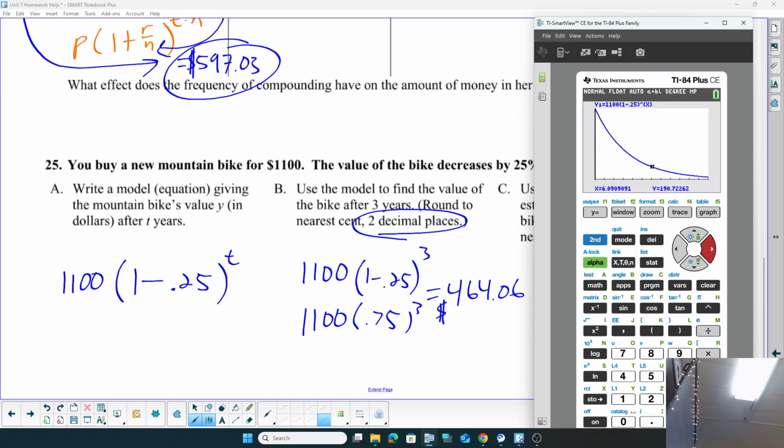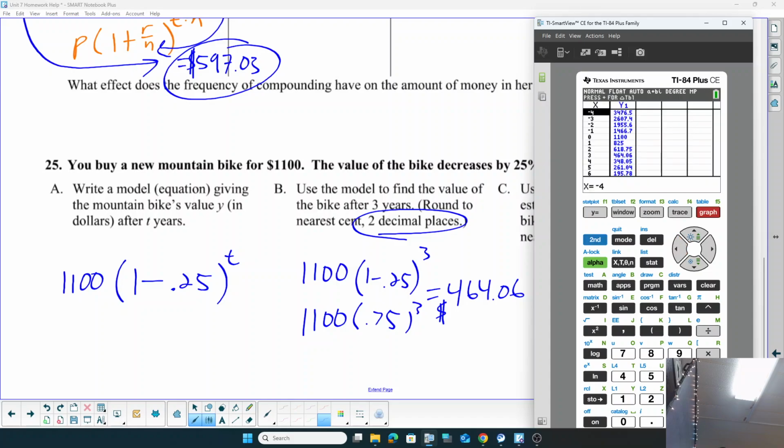So we're going to push trace. Again, we went to the window and we changed our Y max to 1100. That helped us to see, because that's our initial dollar amount. And so to get to $100 is right about here. So 8.27 years. It'll drop to 100 bucks. You can go to second table as well. And so about 8 years. So about between 8 and 9 years basically, right?